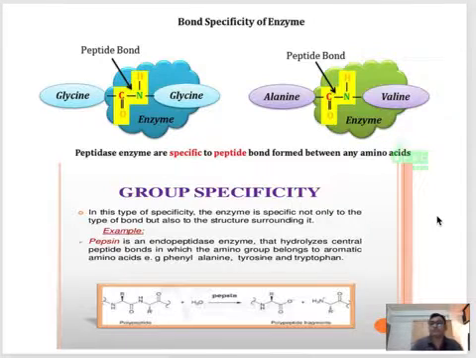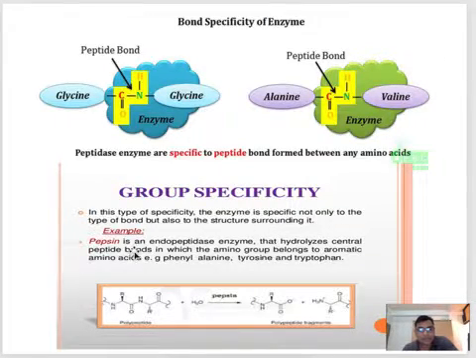Finally, group specificity. In this type of specificity, the enzyme is specific not only to the type of bond but also to the structure surrounding it. So please try to understand. In the case of bond specificity, those enzymes only care about the bond. They don't care what is around it. But in the case of group specificity, they recognize the specific bond, and they also recognize the surrounding structure. That means the surrounding structure has an effect on their activity.